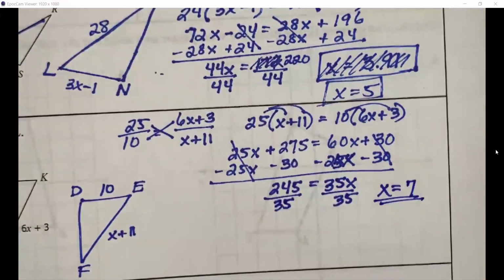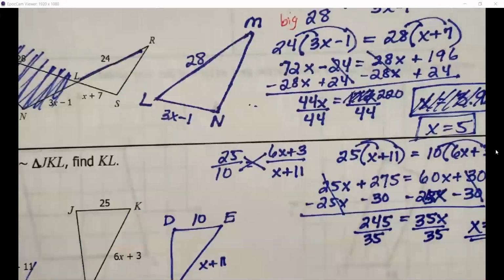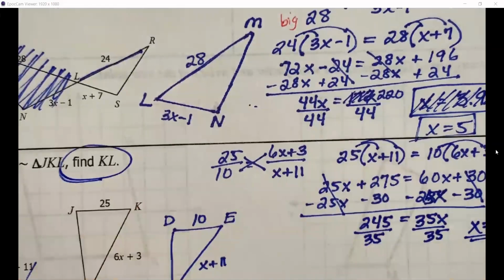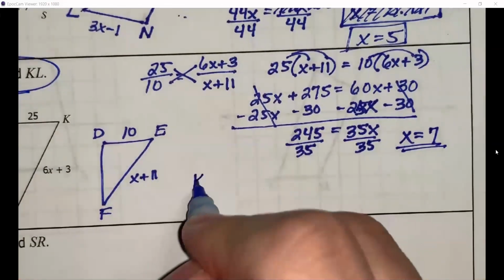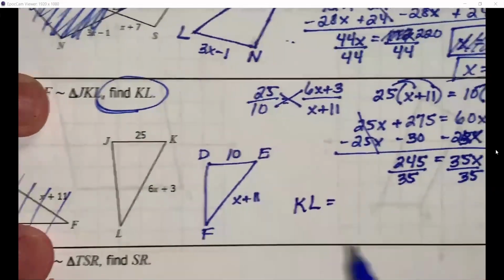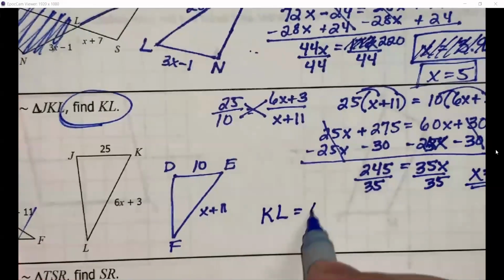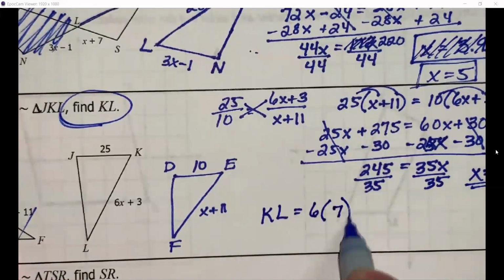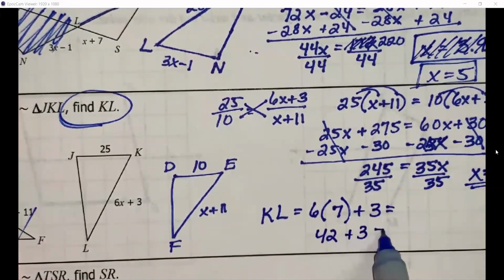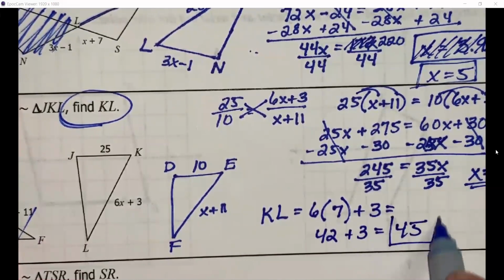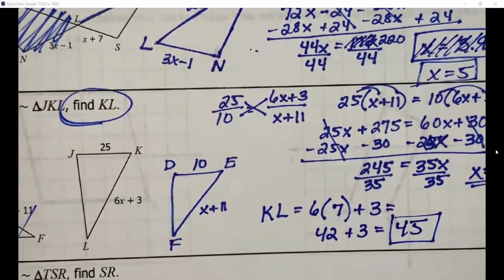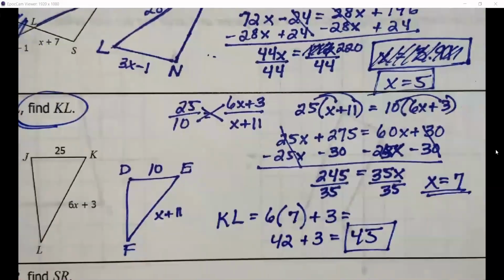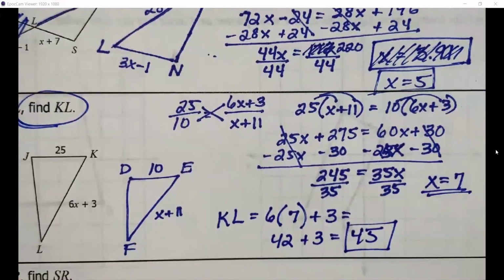Okay? Now, the problem is that's not what the question is asking for. The question is asking find KL. So I know that KL was 6x plus 3, so it's going to be 6 times 7 plus 3. So that's 42 plus 3 is equal to 45. And that's the answer there. All right. And then I think that's pretty straightforward, right?